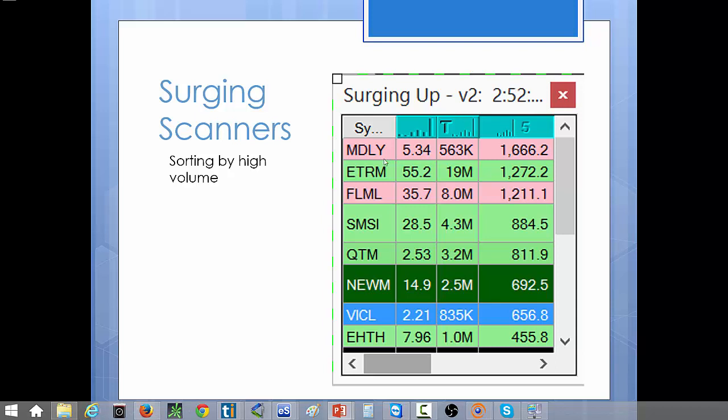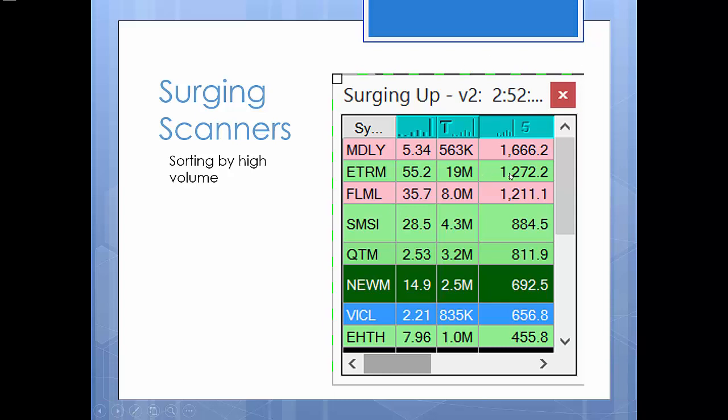All right, now on this one you can see there's a stock on here, MDLY, that has 563,000 shares. Realistically, at 2:52, when I took this screenshot, that would not be a time of day I would trade a stock with that light volume. So that for me is not really in play. ETRM, on the other hand, has 19 million shares of volume. So just by looking at the columns here and the stats, I can get a feel for whether or not I would even consider a trade, right? ETRM, high relative volume, high volume on the day, good volume surge, it's worth looking at.